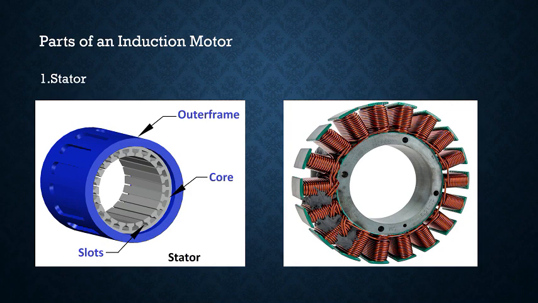Now I'll explain the parts of an induction motor. First is the stator. The stationary part of the induction motor is called the stator. It consists of laminated iron core stacked together, forming slots where the three-phase windings are placed. When three-phase AC current flows through these windings, it produces a rotating magnetic field that induces current in the rotor.